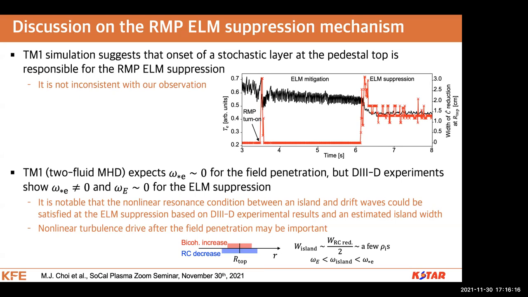So I have two questions according to your presentation. The first one is, could you explain what the difference is between the stochastic field and the magnetic islands? Because from our simulation, we find there is just one island chain at the pedestal, so there is no stochastic layer.